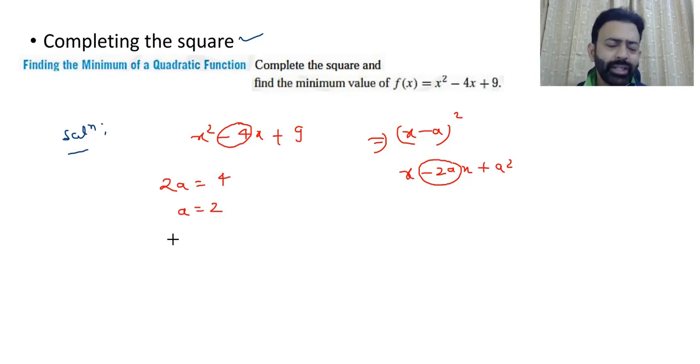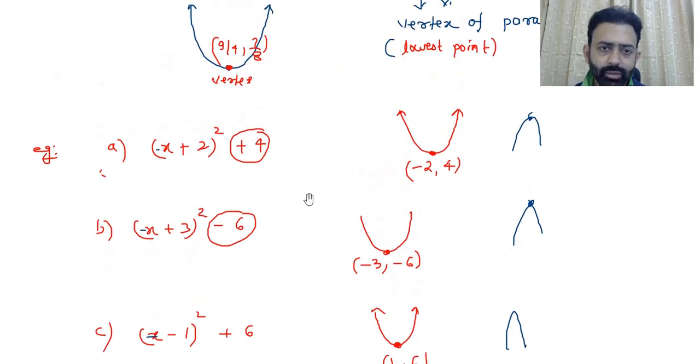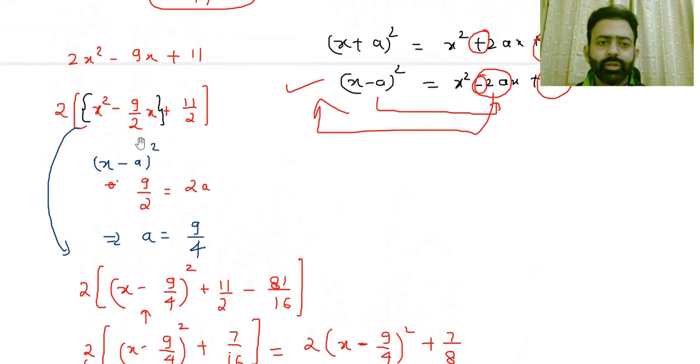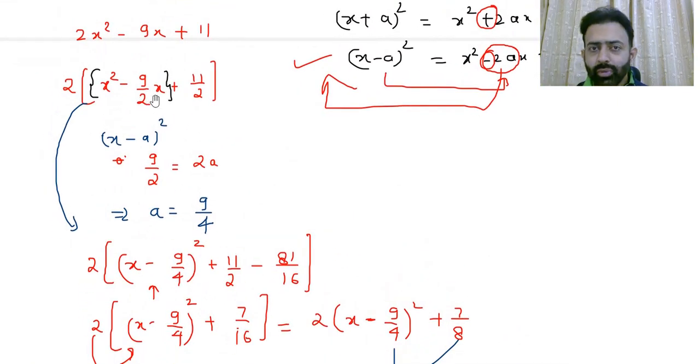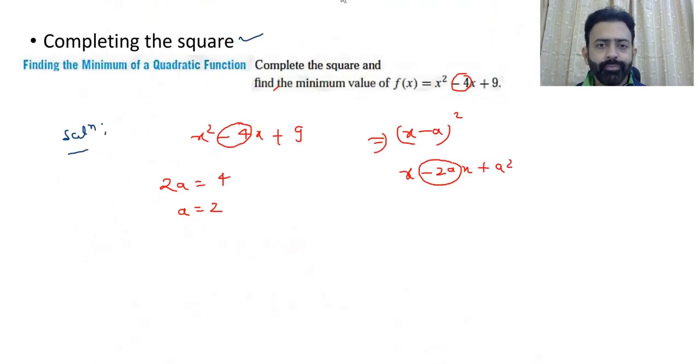You can also do this directly. You can obtain the value of a just by looking at the coefficient of x. You just divide this by 2. If it is 4, you get 2. Earlier, you were getting 9 by 2, and half of 9 by 2 gives 9 by 4 and so on. So the value of a is 2.